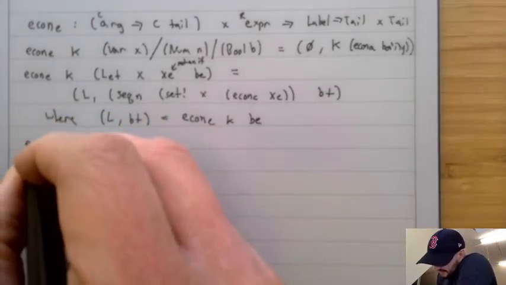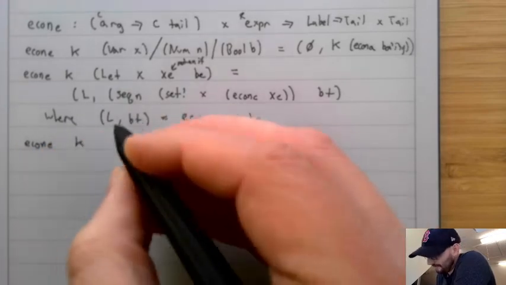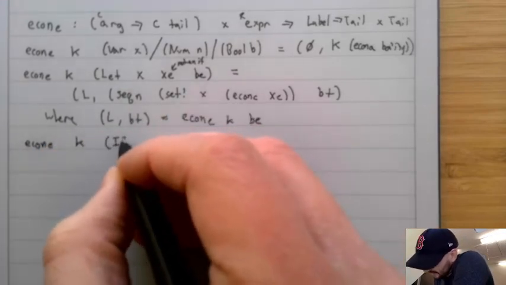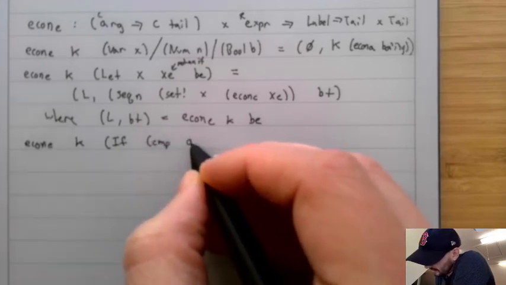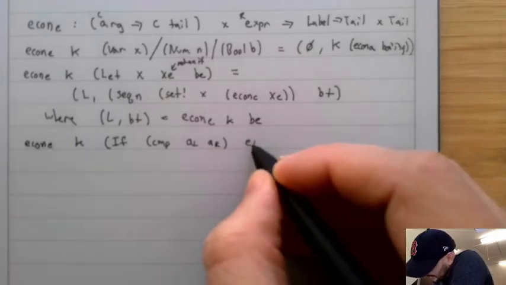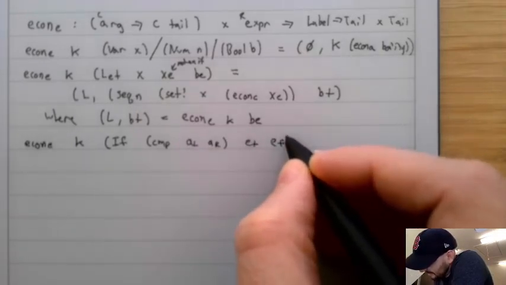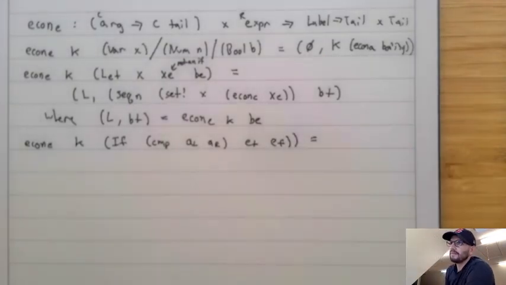So let's do the if first. So if we do econ E, where we have the continuation K, and then we have an if statement where there's the comparison, the argument on the left, the argument on the right, the ET, and the EF, what are we going to return? Here's what we're going to do.